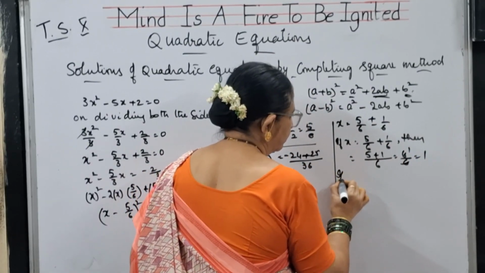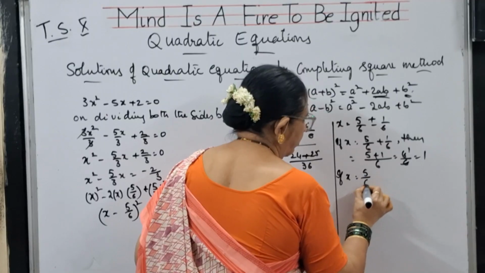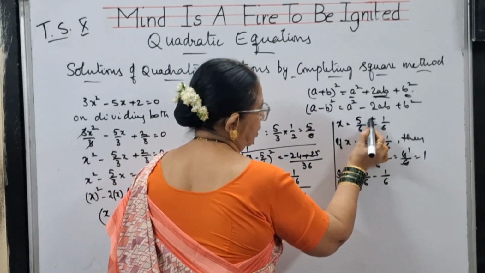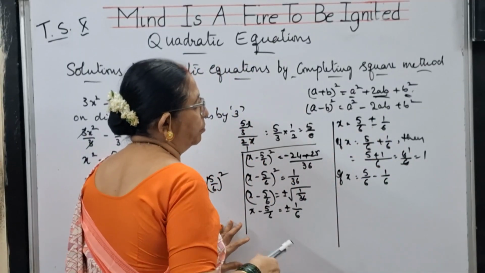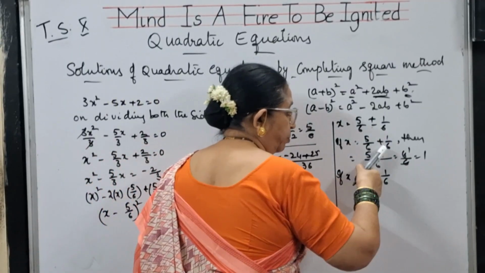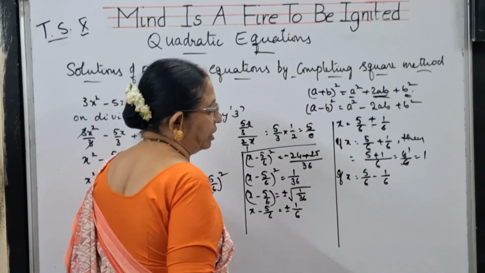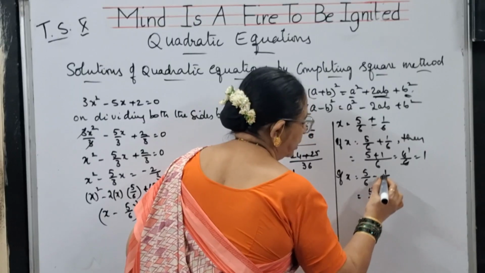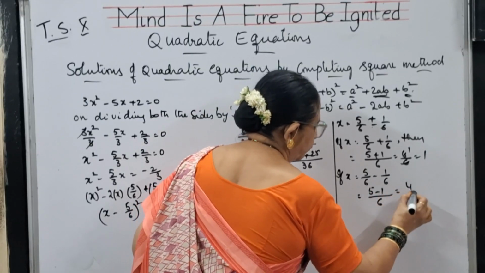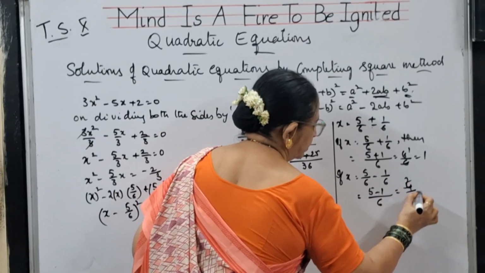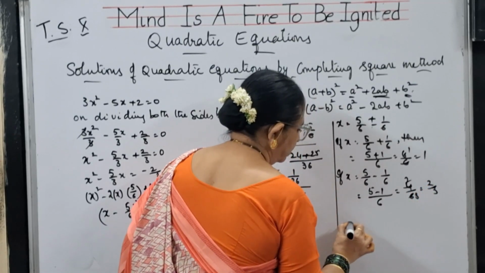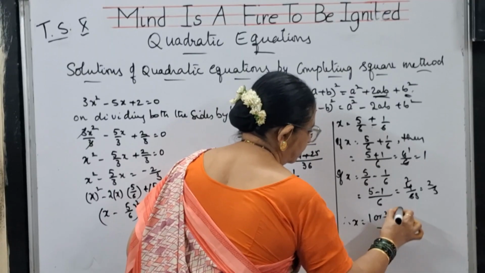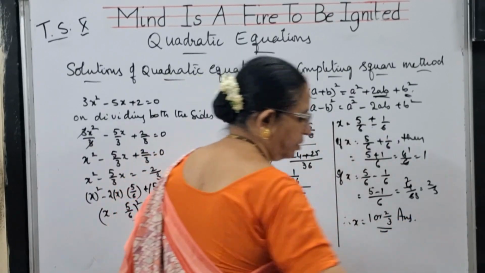If x is equal to 5 by 6 minus 1 by 6. Why did I take plus or minus? That means either you have to take the plus value or the minus value. With plus you will get one answer, with minus you will get another answer. So here with 6 you will be getting 5 minus 1, that is 4 by 6. 2 2s are 4, 2 3s are 6, so 2 by 3. Therefore, x is equal to 1 or 2 by 3. This is the answer.